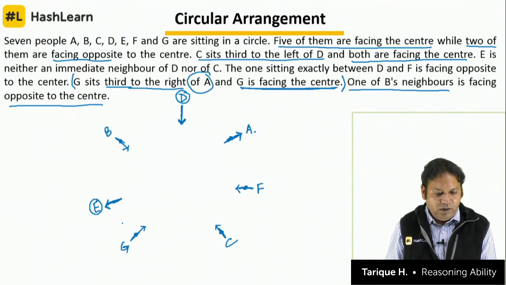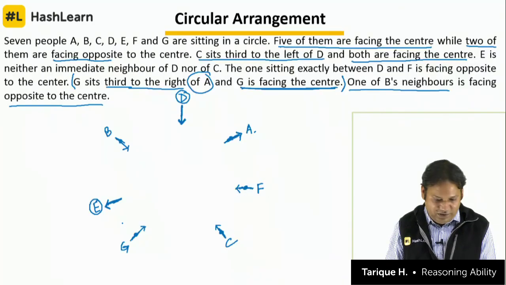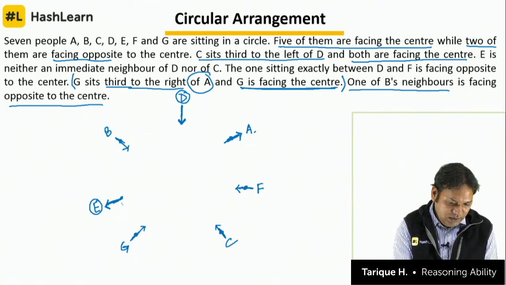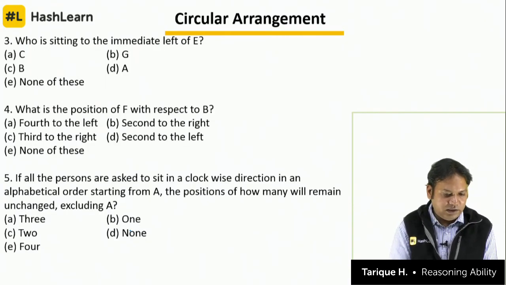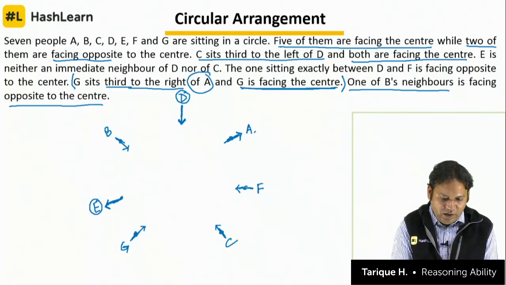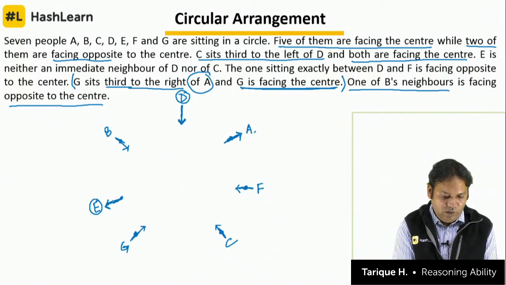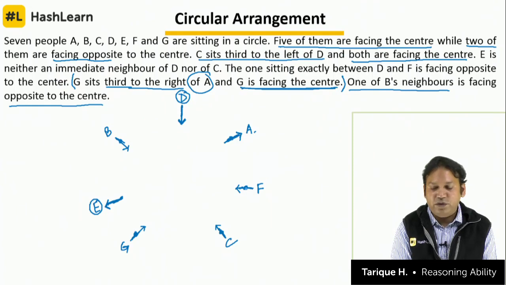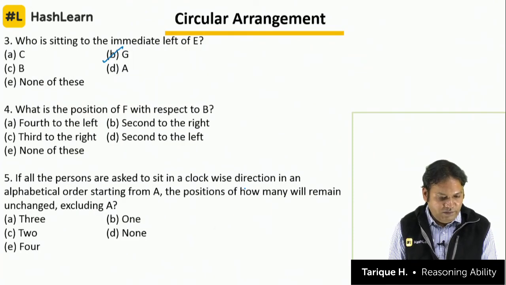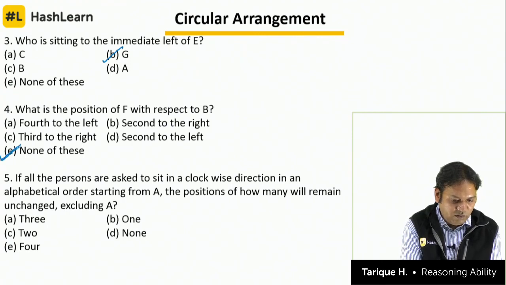Clear? Now what is the third question? Who is sitting to the immediate left of E? E is here, so immediate left of E is G, so you can mark the answer as G. What is the position of F with respect to B? F with respect to B is 1, 2, third to the left, or 1, 2, 3, fourth to the right. Third to the left, fourth to the right. We do not see that in the answer options, so the answer becomes none of these.